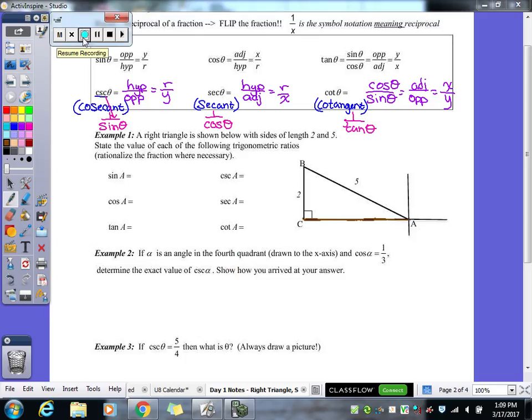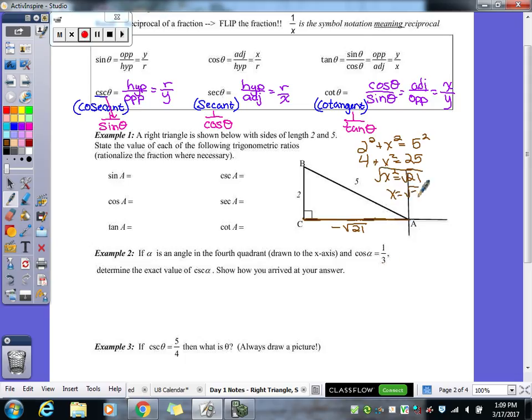So you should have negative square root of 21. Well, it's negative because which quadrant am I in? Quadrant 2. My x is negative here. Because it would be 2 squared plus my missing side squared equals 5 squared. So this would give me 4 plus x squared equals 25. And then you have to square root it. So x equals the square root of 21. But again, since I'm in quadrant 2, it's got to be negative square root of 21.